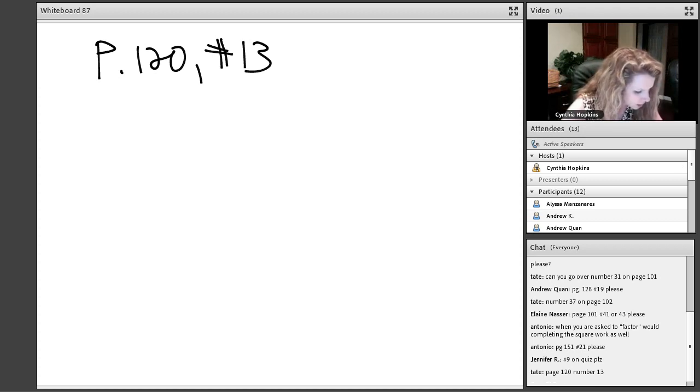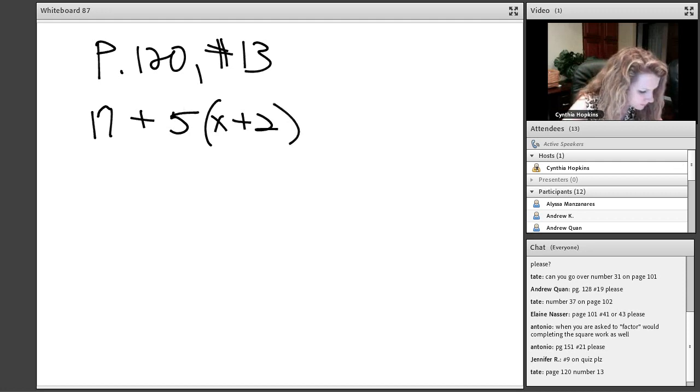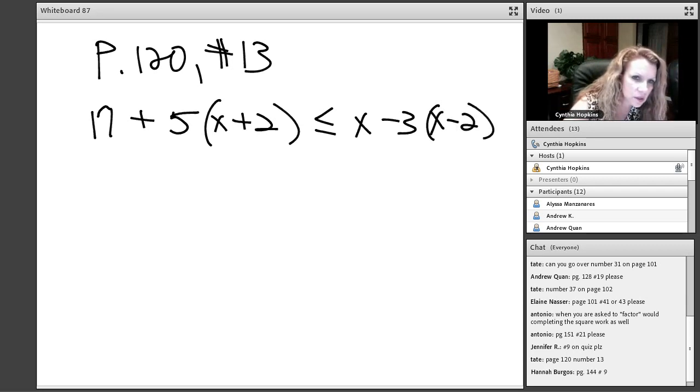Okay, so it says, making sure I'm doing the right one, yes. Okay, it says 17 plus 5, the quantity x plus 2, is less than or equal to x minus 3, the quantity x minus 2. Okay, Tate, I'm not sure if I know your mistake, but I have a guess. All right, so this is just an inequality that I'm trying to solve. There are no fractions, and so I'm just going to solve this.